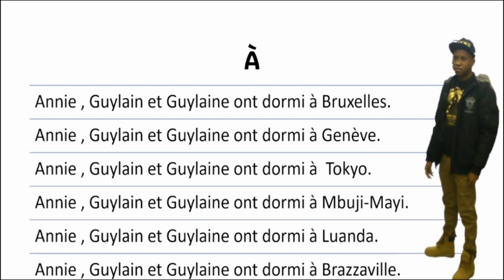So when you take a look, you're going to see here, behind the city, when you take a look. And then here we've got the city because Bruxelles is a city. Genève, the city. Tokyo is a city. Mbujimai is a city. Luanda is a city. Brazzaville is a city.